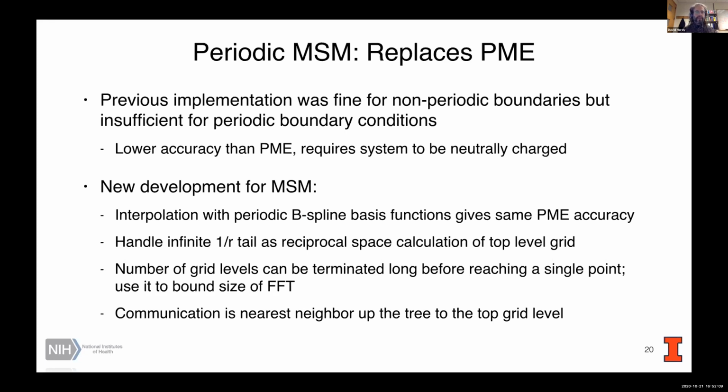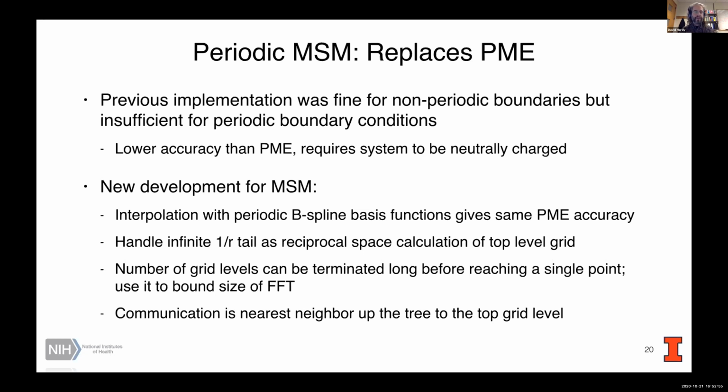And so we have a very recent new development for MSM. This involves interpolation now with periodic B-spline basis functions, which ends up giving us the same accuracy as PME. And then we can now handle this infinite 1/r tail as a reciprocal space calculation at the top level of the grid. And so what this allows us to do is terminate the number of grid levels long before reaching just a single point.